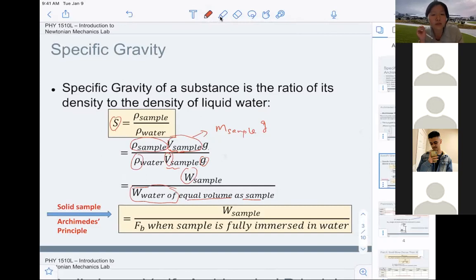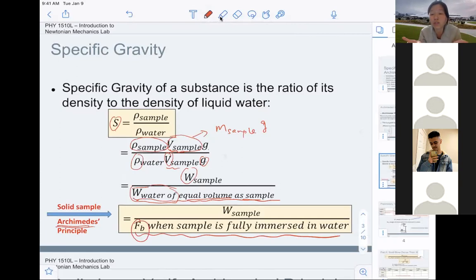Okay, we can easily measure the weight of the sample, right? Just by putting it on a scale, reading the mass, multiplying by g. But we also want to be able to measure the weight of the water that is being displaced, which is equal to the buoyant force when you immerse it in water, according to the Archimedes principle. But that is not easy to measure directly.